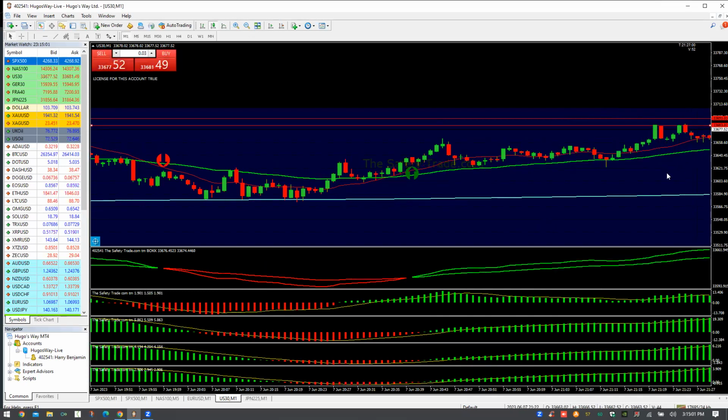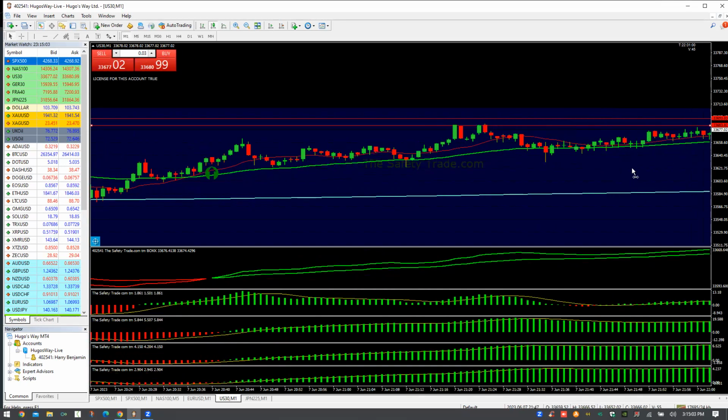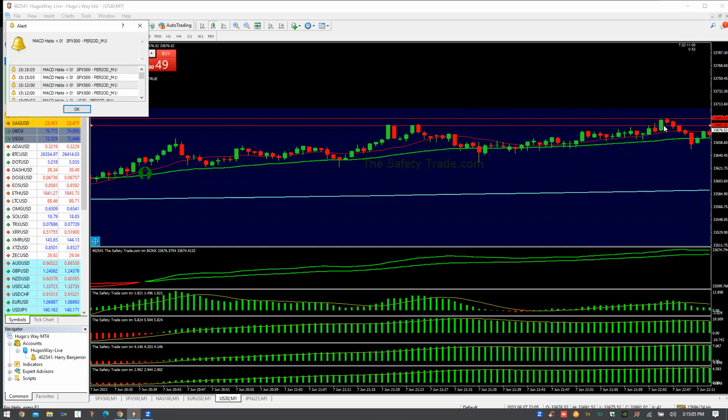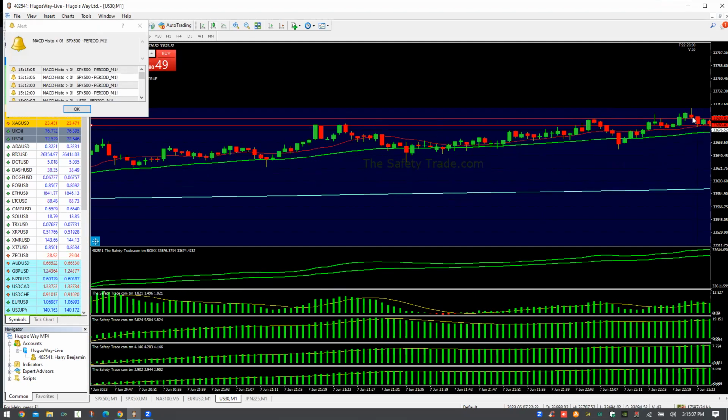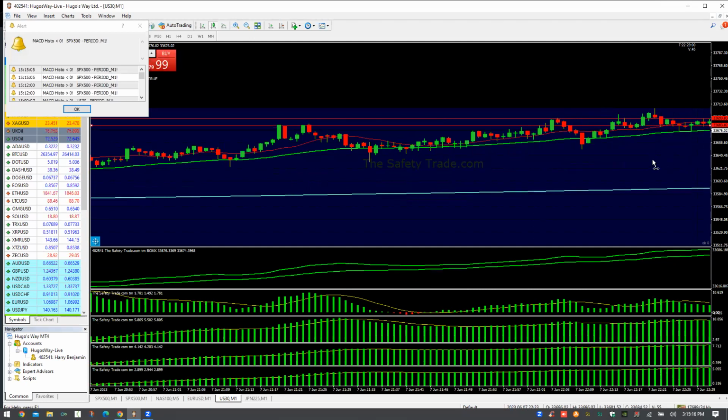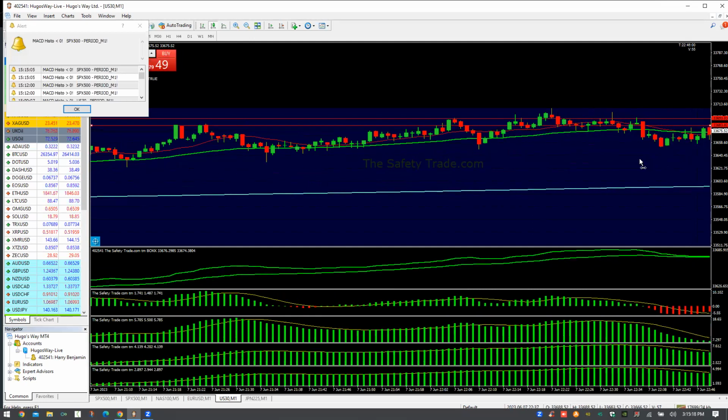Can somebody see that it pushed up and through there, right here? Can you see that, ladies and gentlemen? Yes, a little green candle. It went above that second line, which means that you'd have won that trade.